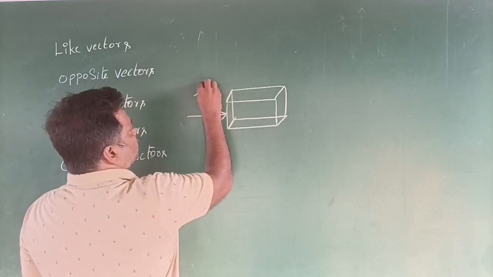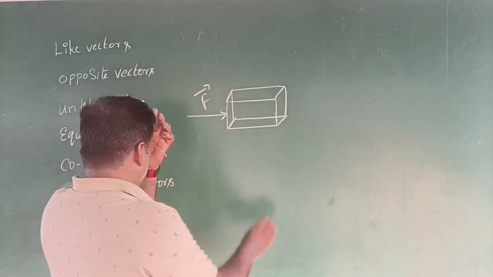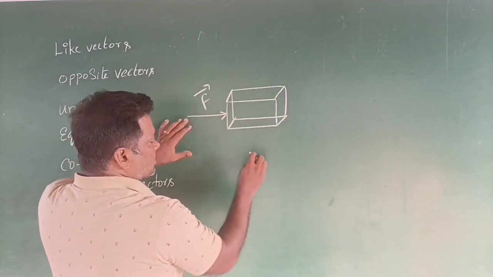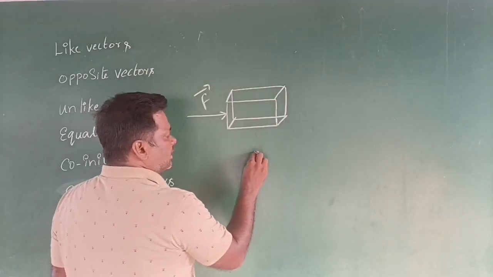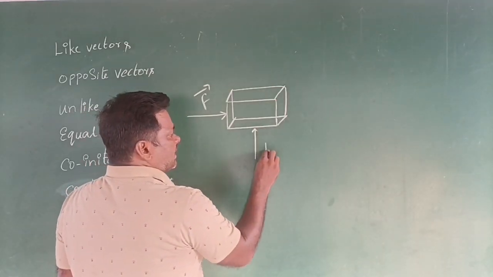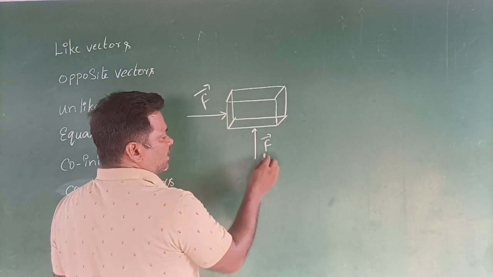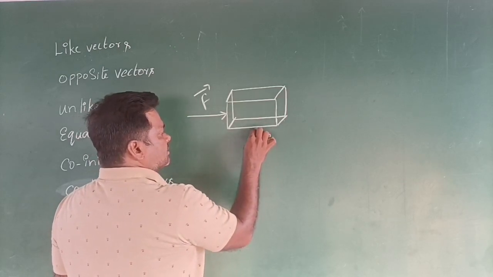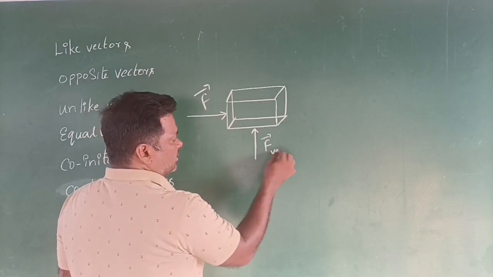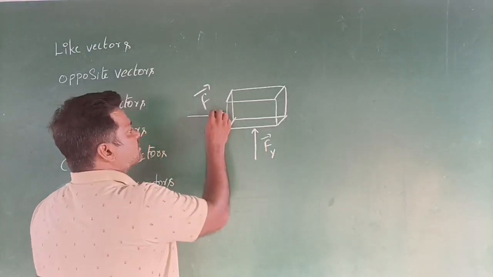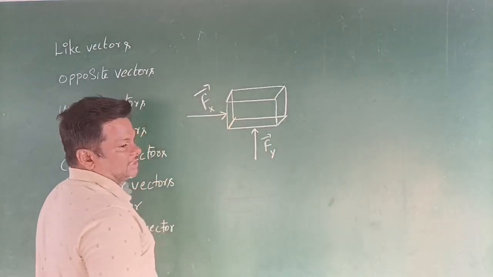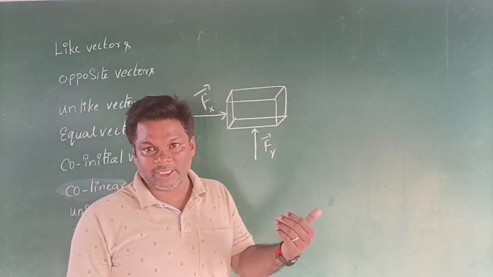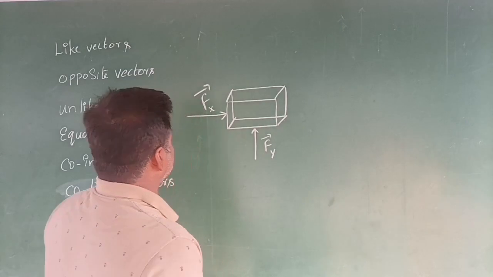You are applying force on this along the x-axis. Suppose a force is acting on this block like this. You can say this force is acting along the y-axis in the upward direction. This is the force acting along the x-axis, and the force acting along the y-axis.